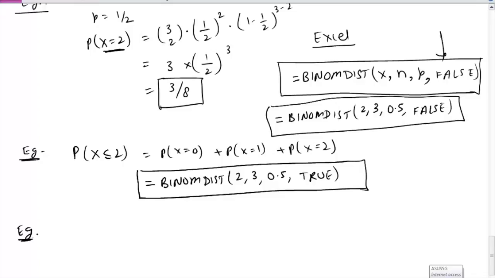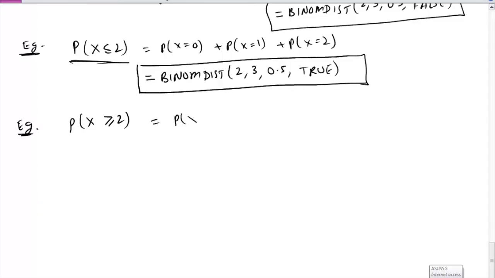One thing you have to remember is that Excel is made for this type of format, like x less than or equal to 2. If it is greater than or equal to, then you have to do something different. For example, if x is greater than or equal to 2, this means probability of x equals 2 plus probability of x equals 3. Now x cannot be more than 3, because if 3 students go for an interview, you cannot have 4 people getting selected. So the maximum number of people who can get selected is 3. So x will be maximum 3.